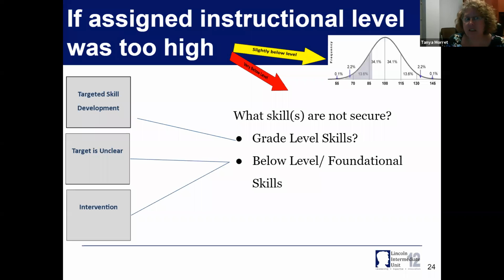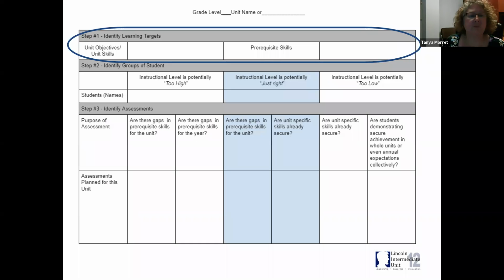And so for these students, we're really looking at the very least, some targeted skill development, which may be some of the same skill development that our just right students or on-level students may need. We may, as a result of seeing this group, not know how low is low, so the target may be unclear. And they're likely going to need some potential intervention. So let's take a look at this group of students.